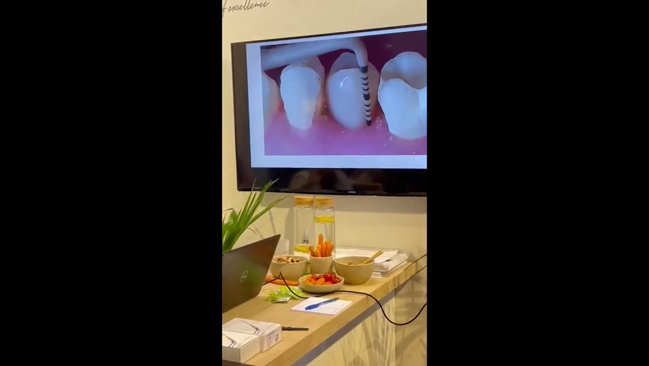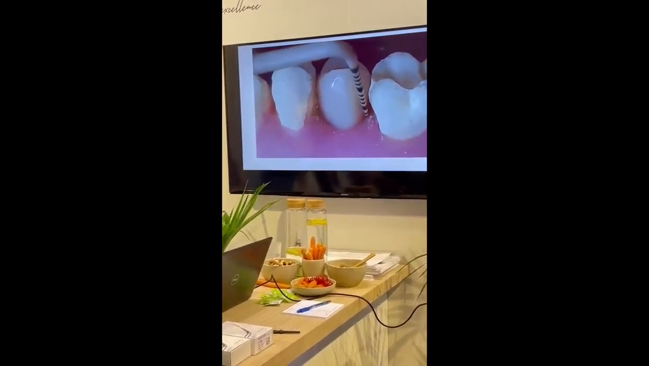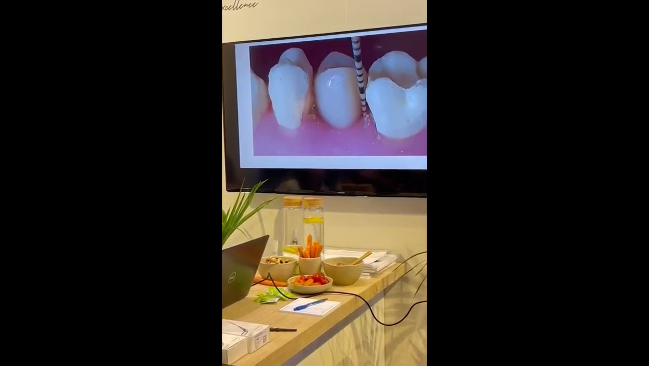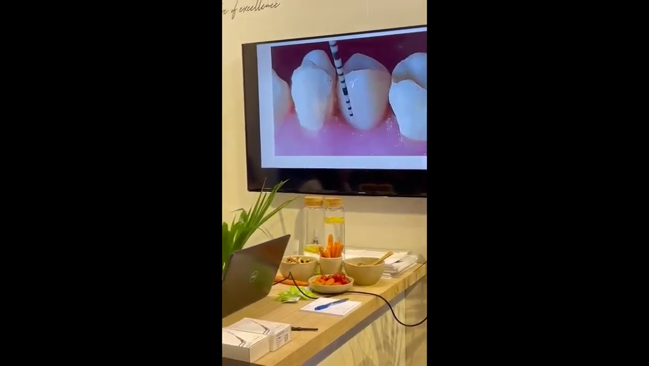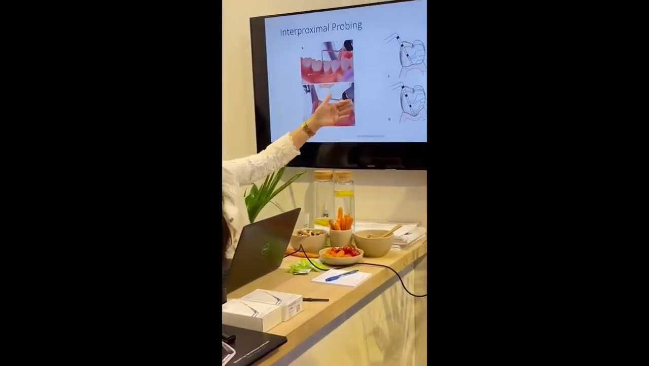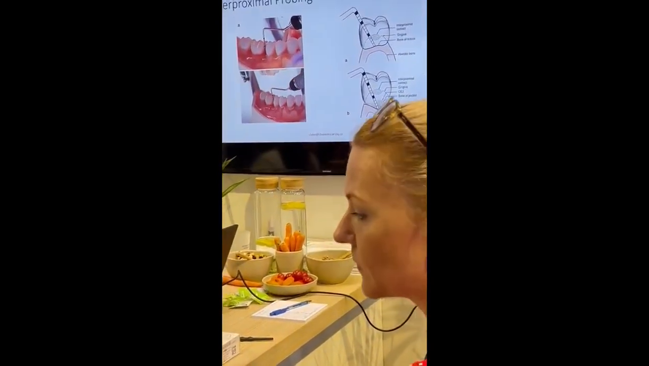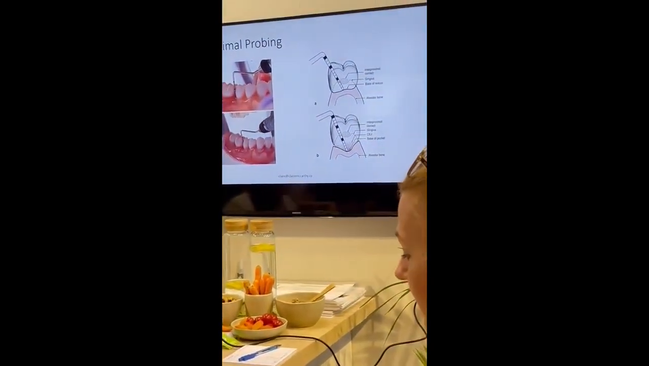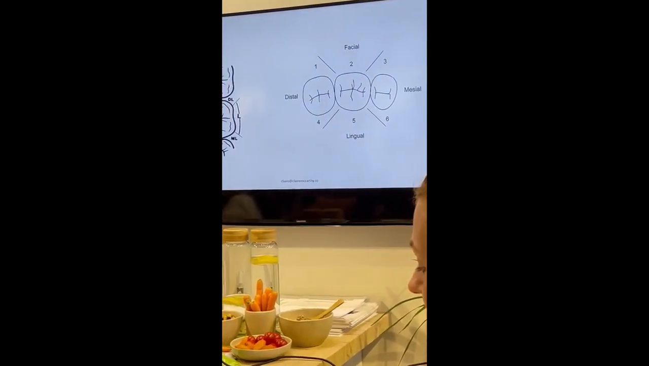And then just bobbing up and down. So you're bobbing up and down, going down to the base, and then out. Okay, and you have to tilt to get in underneath those contact points. All right? And we'll move on. So interproximal probing. So again, getting a correct reading. So you need to tilt the probe as you would do in a perio probe. 6 sites, we all know what they are.